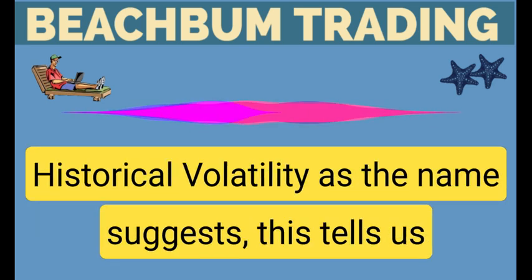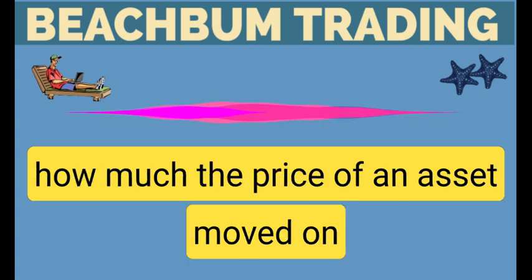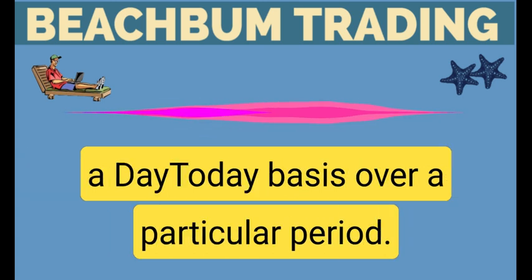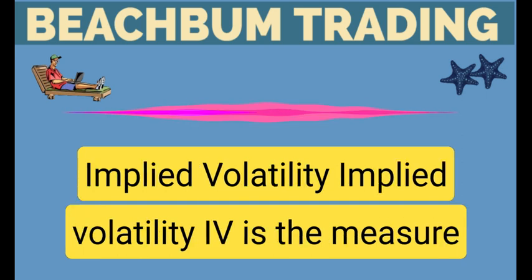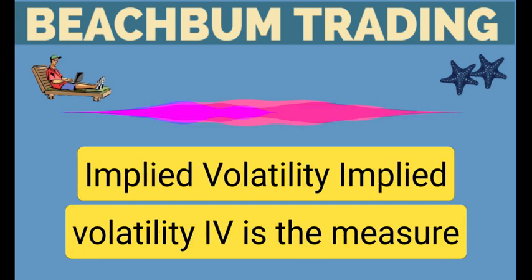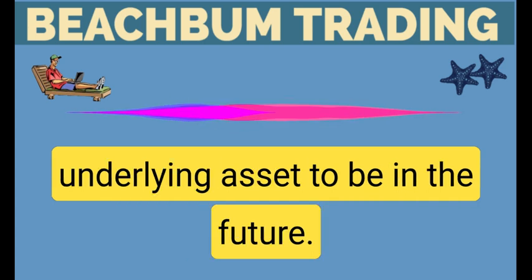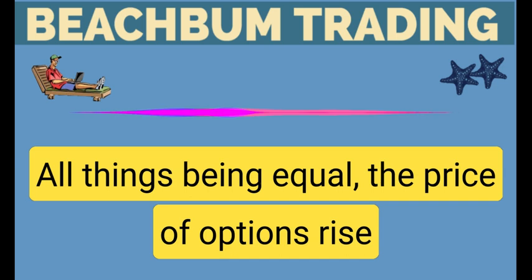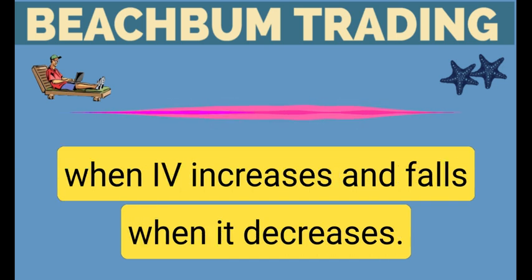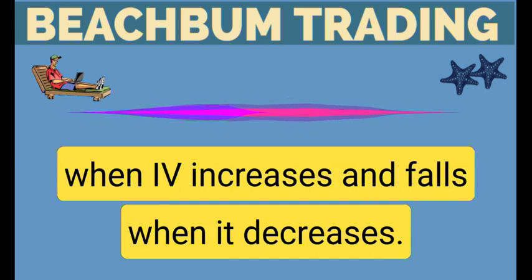Historical volatility, as the name suggests. This tells us how much the price of an asset moved on a day-to-day basis over a particular period. Implied volatility. Implied volatility, IV, is the measure of how volatile the options market expects the underlying asset to be in the future. All things being equal, the price of options rise when IV increases and falls when it decreases.